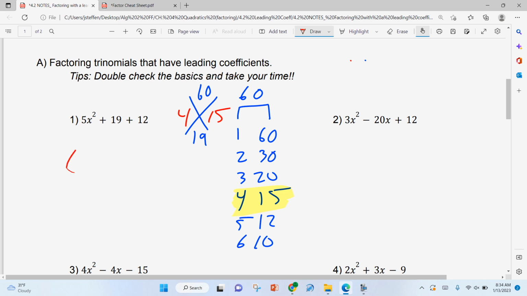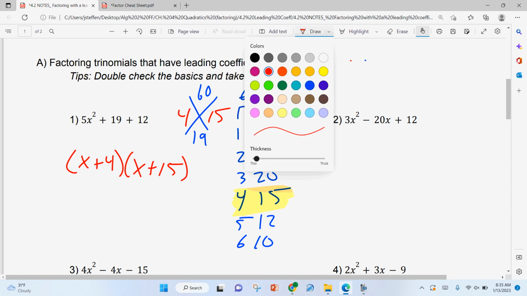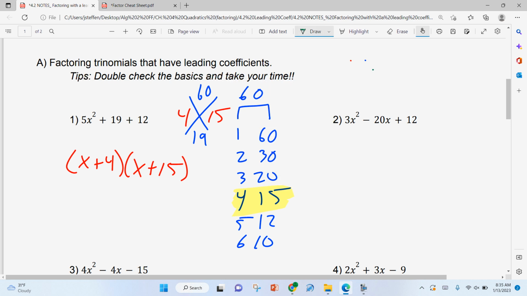So the second thing a lot of people miss, and I know I mentioned this earlier as well, they leave their answer x plus 4, x plus 15. If there was not a leading coefficient, you would be right on track. But there is a leading coefficient. So once you have that listed down, step 3 is where you divide these. So I divide both of these by your leading coefficient, so I divide both of these by 5.